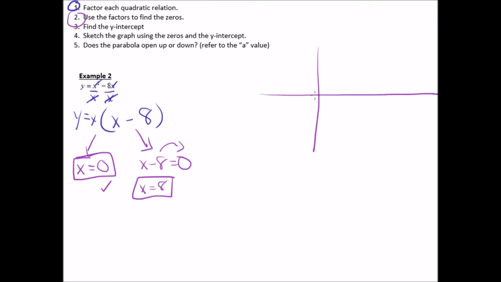Number 2, we're going to use the factors to find zeros. We're going to take both of these factors and set them equal to 0. So x equals 0 is already done, and we just bring over that negative 8. x equals 8 is going to be our other zero. So we have one zero at 0, one zero at 8.